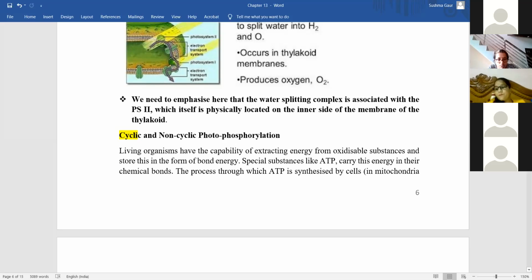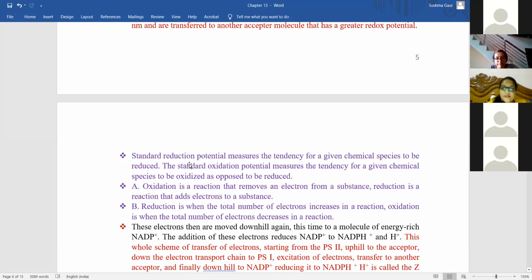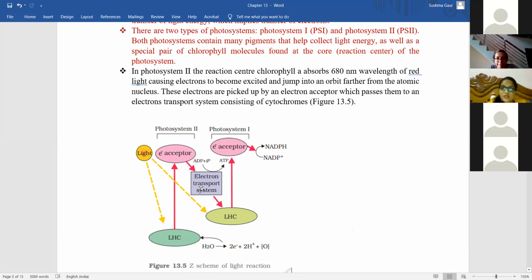So this ATP and this NADPH that are synthesized during this Z scheme will be used during the Calvin cycle, for fixation of carbon dioxide. So these NADPH and ATP produced during this process will be used in the Calvin cycle. That is a different cycle. One thing I forgot to tell you: when electrons are transferred to the electron transport system, then ATP will also be formed. Okay? One ATP molecule, that is energy, will also be formed.